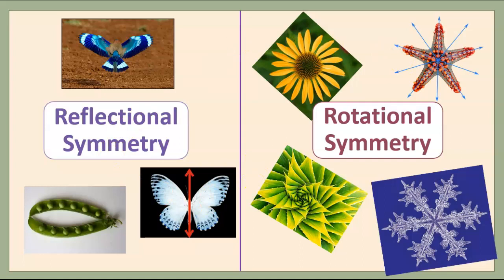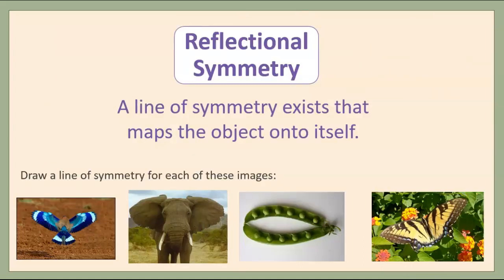So let's take a look at these a little bit more closely. Reflectional symmetry says that a line of symmetry exists that maps the object onto itself. And we're supposed to draw a line of symmetry for each of these images down below. So you'll notice symmetry happens a lot in nature. So that's why we have pictures of nature down here. So we have this bird. A line of symmetry would go straight down the middle of that bird. And you can see if we were to reflect that bird across the axis, that wing would end up right on top of that wing. That half of the tail would end up right on the other half of the tail.